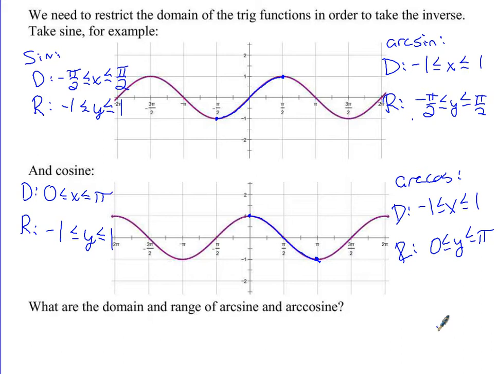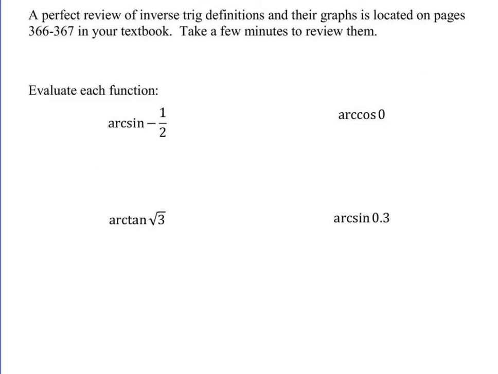More importantly, we need to observe this and understand where the domain and range are coming from on these. So we have a review in our book on pages 366 and 367. We're going to stop and take a look at that review and pay a lot of attention to the graphs they give us and the domain and ranges for those graphs. Hopefully this will refresh your memory from pre-calculus, and then after we've done that, we'll come back and take a look at these 4 problems.